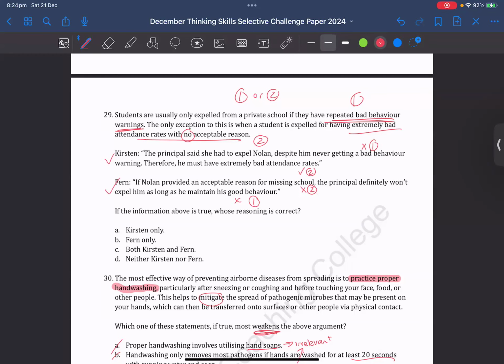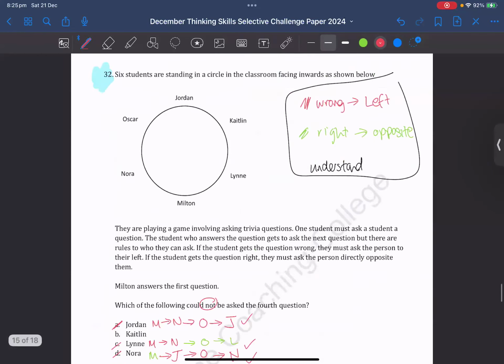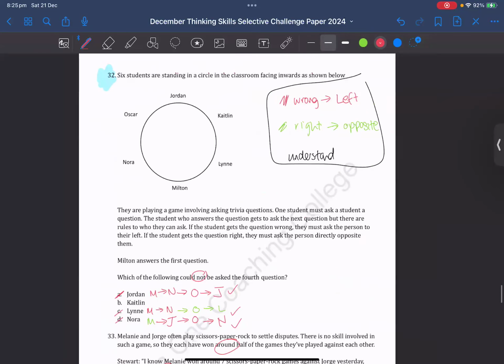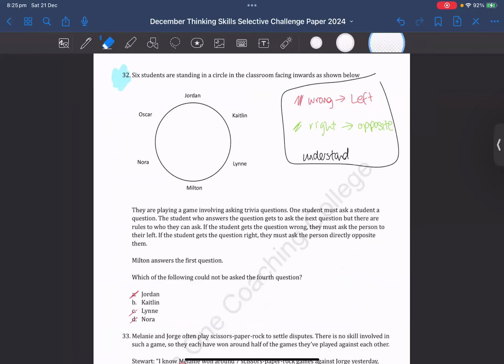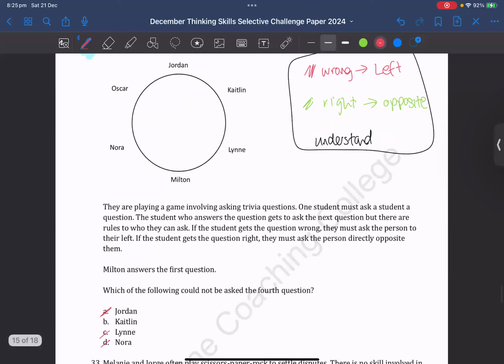And going through that last question, I think 32. So for question 32, they're standing in a circle facing inwards. Alrighty. So for this question here, 6 students are standing in a circle facing inwards as shown below. Okay, so they're playing a game involving trivia questions.